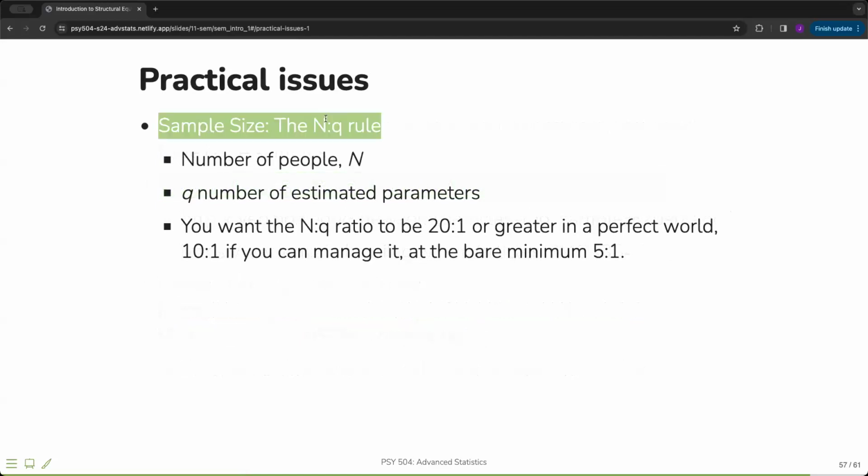There is a sample size rule that some folks use called the NQ rule, where N is the number of people and Q is the number of estimated parameters in our model. Ideally, we want 20 to 1. 10 to 1 is acceptable, and then maybe even 5 to 1 is acceptable. But again, we need lots of people, unfortunately, to test these relationships.